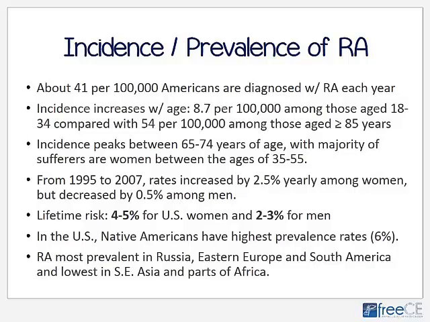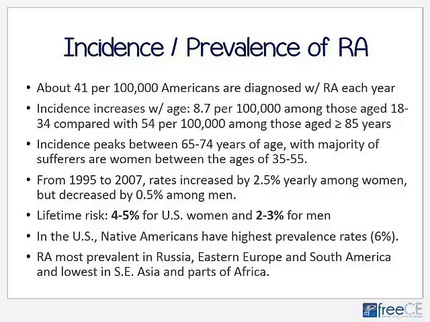Interestingly, between the years 1995 to 2007, rates increased by 2.5% yearly among women, but they actually decreased by 0.5% among men. Why is this? Environmental factors, dietary factors perhaps, hard to say. Overall lifetime risk in the U.S. is 4 to 5% for women and between 2 to 3% for men.